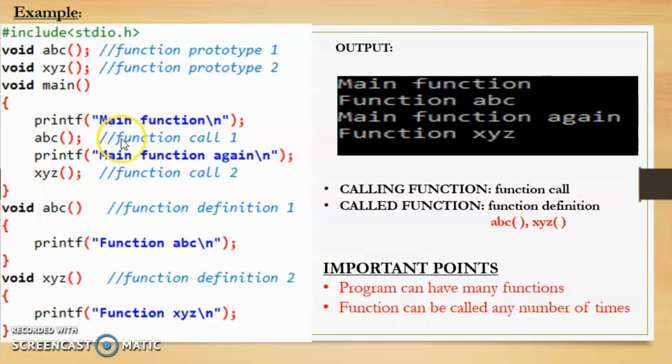So the output of the code will be, first it will print main function, then function abc, then main function again, and then function xyz. Every statement is on a new line because we have used \n.